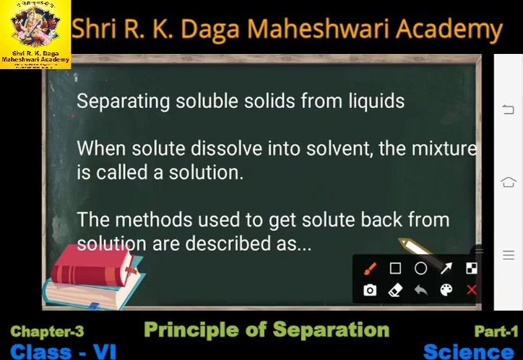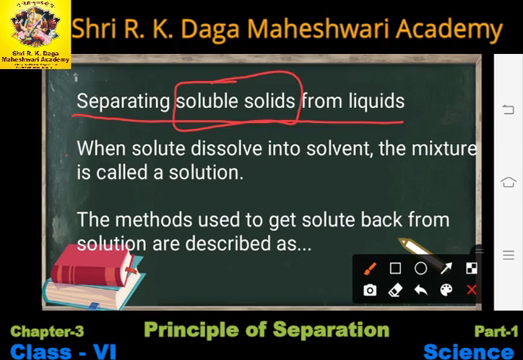Now, the next process is separating soluble solids from the liquids. This was the process for separating insoluble solids from the liquids, right? The solids which are not soluble in water are called insoluble. But what if we have to separate the soluble solids from the liquids?